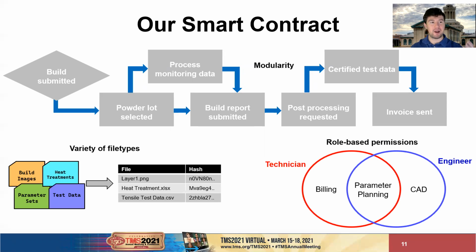So when I was thinking about how my lab works, there's certain jobs that the technician is responsible for and certain jobs that the engineer or the student is responsible for. Usually the engineers are the ones updating the CAD files and the technicians handle the billing, but both might have a hand in something like parameter planning. And so I want to make sure that our smart contract reflects this inherent nature of our AM lab and how these different roles interact.